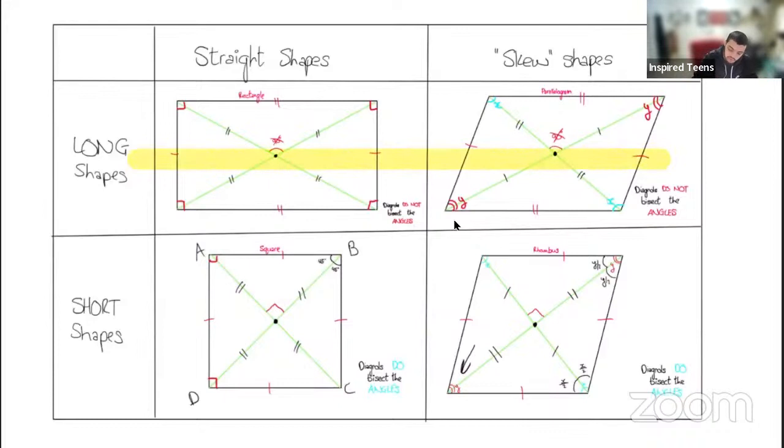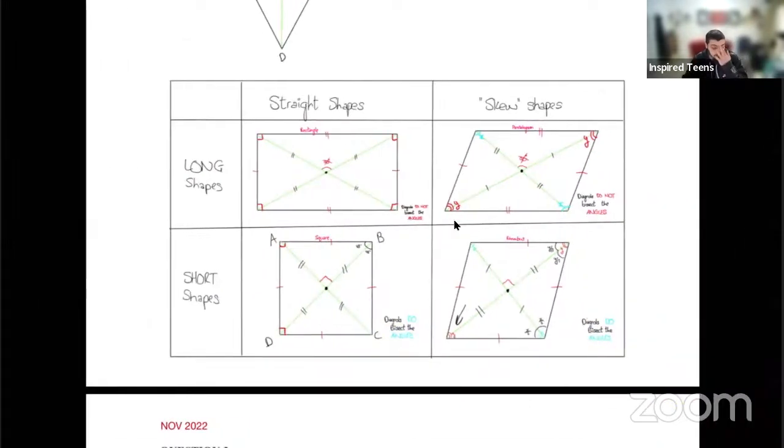What's common between the long shapes? So this is the parallelogram and the rectangle. What's common is the diagonals don't bisect at 90 degrees, and the diagonals do not bisect the corner angles as well. However, with the short shapes, both of them, the diagonals bisect at 90, and the diagonals bisect the corner angles. So just a little table to help you remember it.